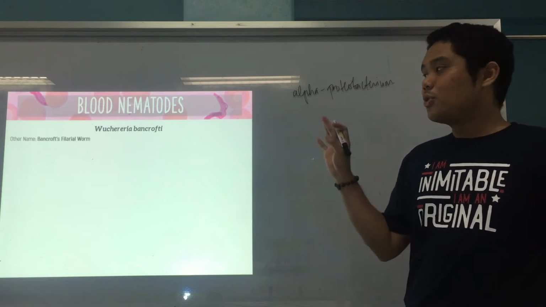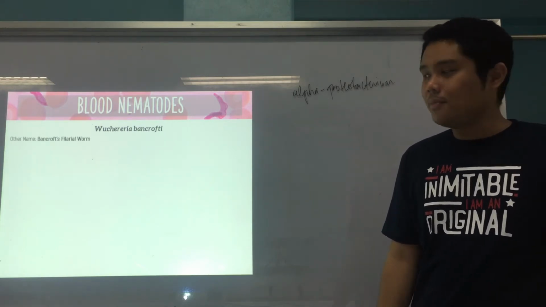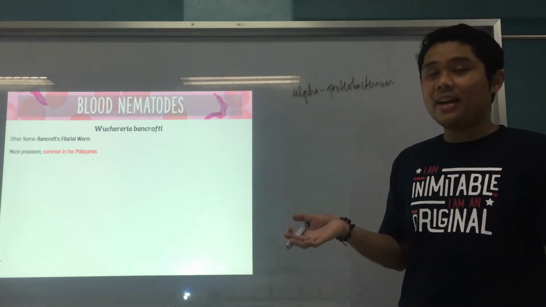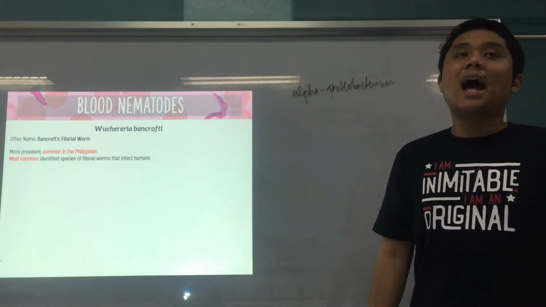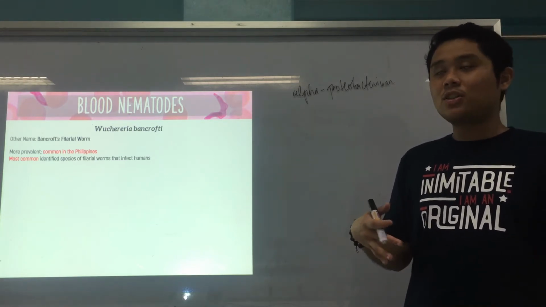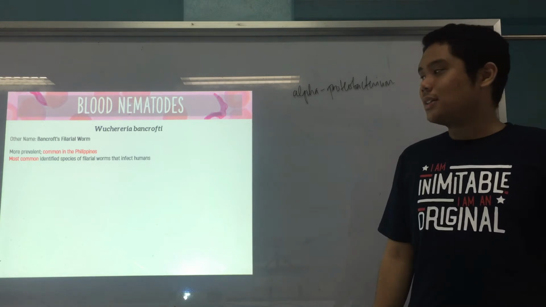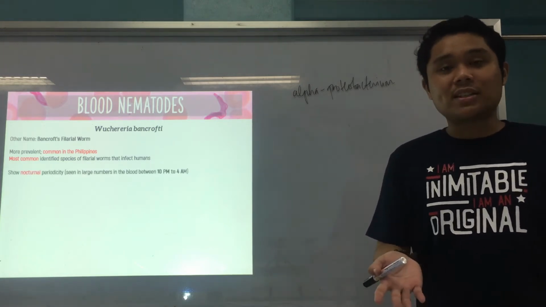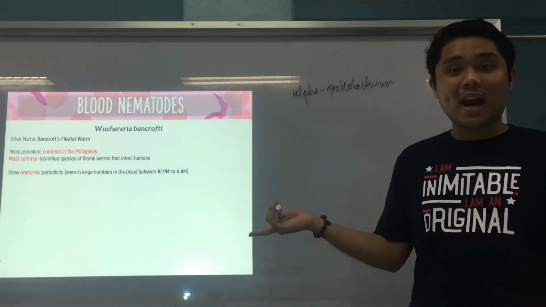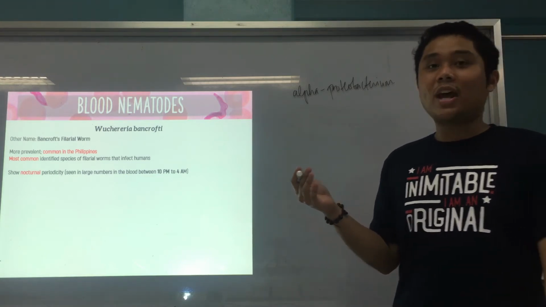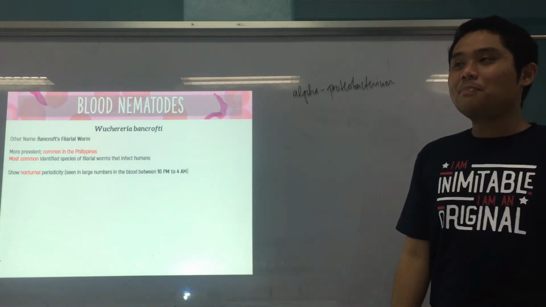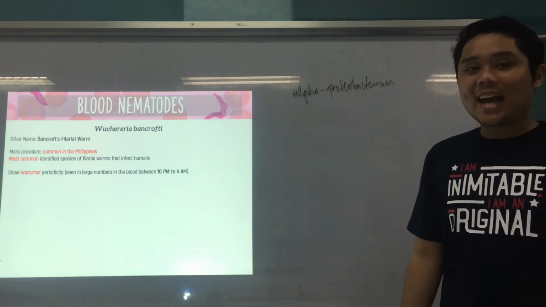Wuchereria bancrofti is also known as Bancroft's filarial worm. It's the more prevalent, and it's also common in the Philippines, and it's considered to be the most common identified species of filarial worms around the world. So it's the most common filarial species that infects humans. It has nocturnal periodicity, meaning we collect blood during this period of time, 10 p.m. to 4 a.m. Nocturnal, so at night. It's on the night shift. It likes to party, it has nightlife.